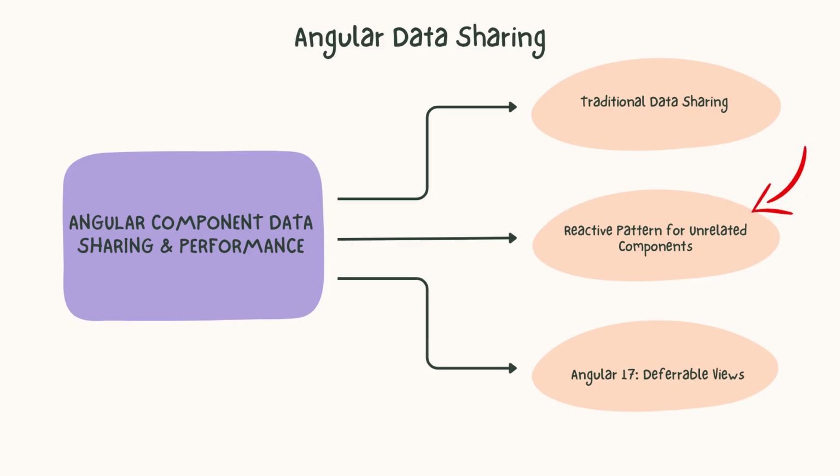Second, for unrelated components, we have the reactive approach, which leverages services and observables to share data dynamically. Finally, starting with Angular 17, deferrable views offer a powerful way to handle data sharing in a more flexible and efficient manner. Now, let's dive into each method one by one.